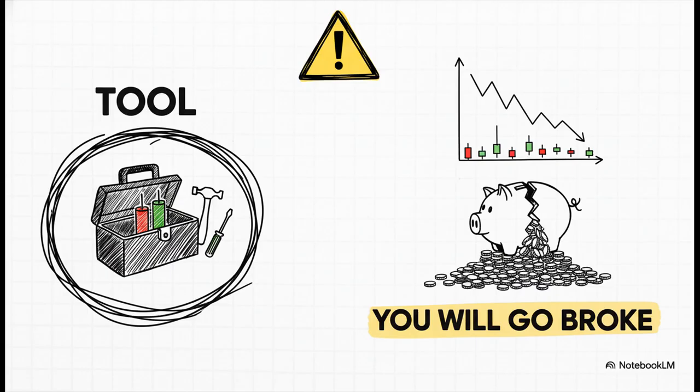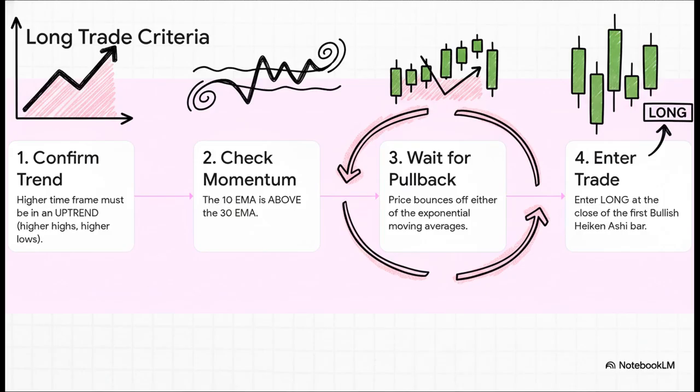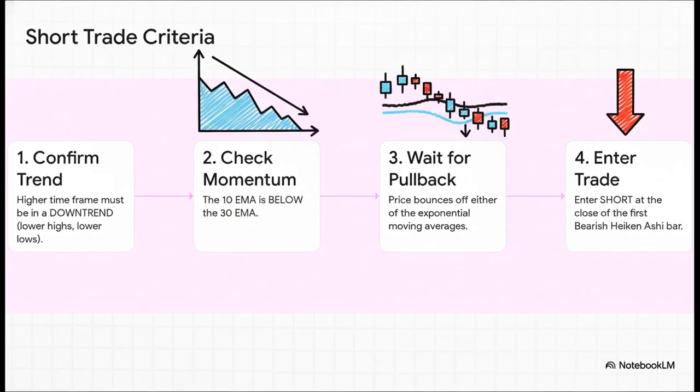These signals need context. So here's the checklist for taking a long or a buy trade. Step 1, you need to confirm the main trend is up on a higher time frame. Think daily chart. Step 2, we're going to use two moving averages, the 10 and the 30 EMA. You need to see that the faster 10 EMA is above the slower 30 EMA. Step 3, now you wait. Be patient. Wait for the price to pull back and touch those moving averages. And finally, step 4, you pull the trigger and go long at the close of the very first bullish Heiken Ashi bar you see.